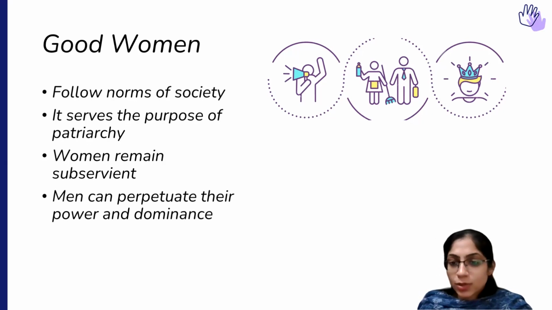She will run the household. She will not object to the elders in that family. She will never say no to the men of the family in terms of their decisions. She will not oppose them, right? So she is serving the purpose of patriarchy.